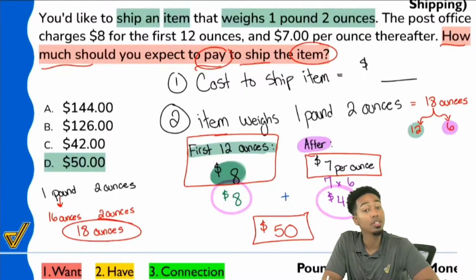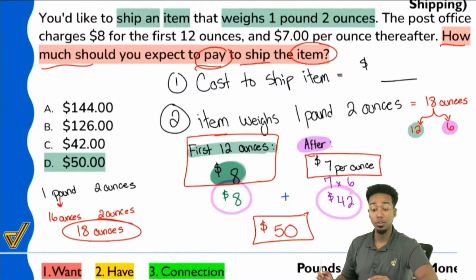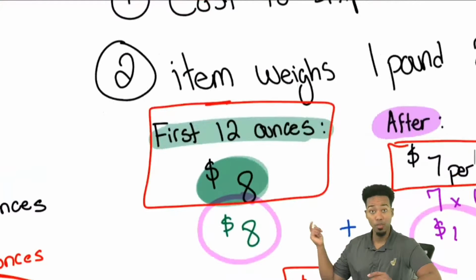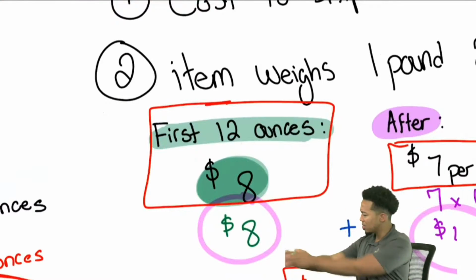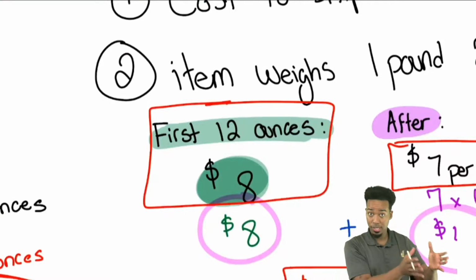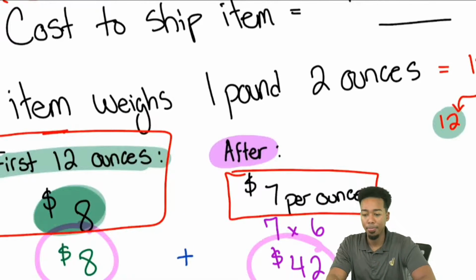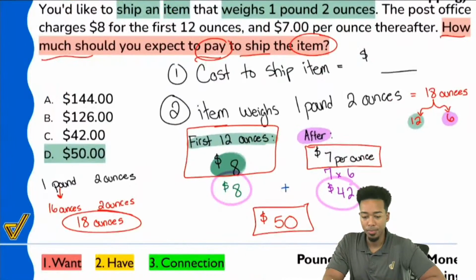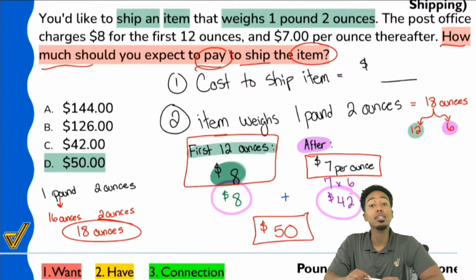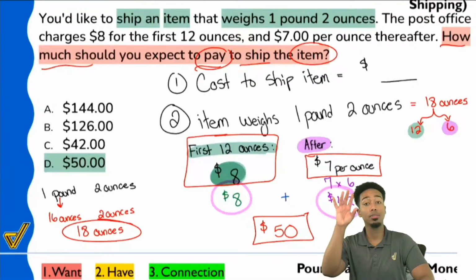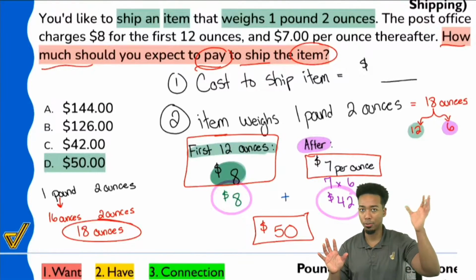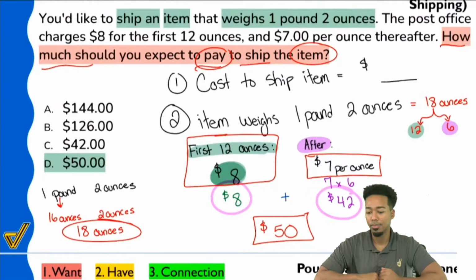The 12 ounces, we did use them because it was $8. Those 12 ounces, they tell us, hey, those 12 ounces, $8. What's left, the 6 ounces, it's $7 per ounce, and that's where you multiply. That's where you multiply. And the way that we got the 18 was taking the 1 pound, 2 ounces, and we turned that into ounces. Because 1 pound is 16 ounces, you still had those 2 ounces left over. 16, 2, 18. That's where we got that.